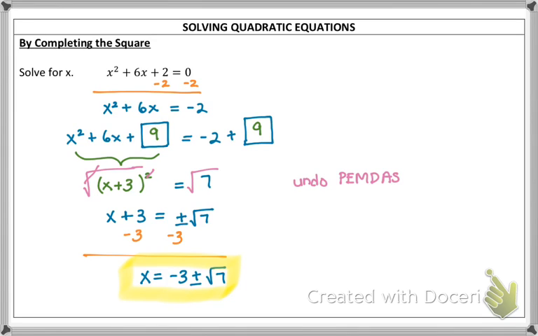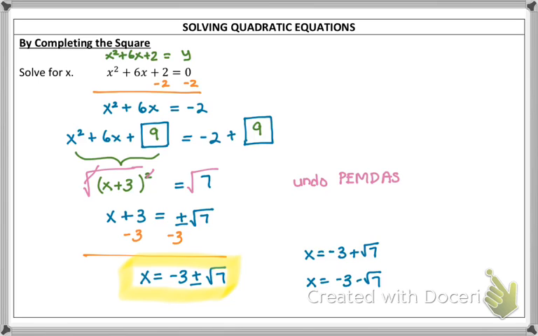Negative 3 plus the square root of 7 and negative 3 minus the square root of 7. It's okay to write it together like this, using the symbol plus or minus, or if you like, you can separate it into two. That's also okay. And just remember that if I were to graph this equation, y equals x squared plus 6x plus 2, these solutions, negative 3 plus or minus the square root of 7, would be the two x-intercepts.